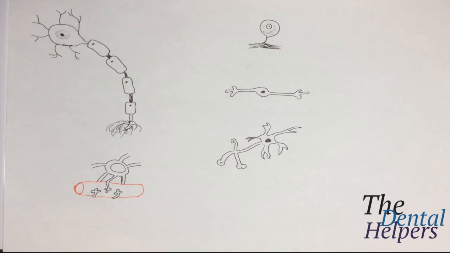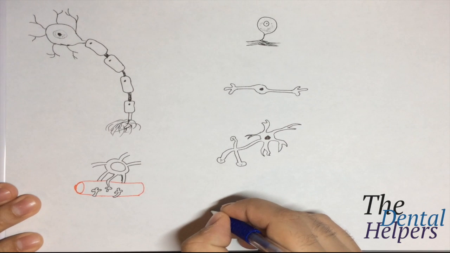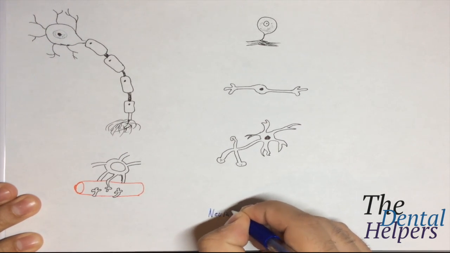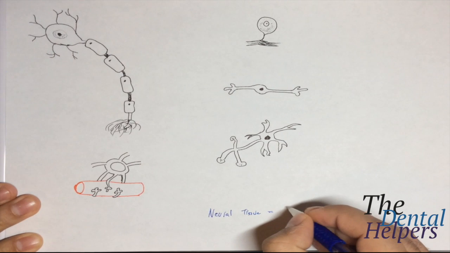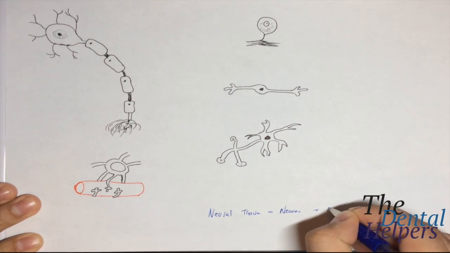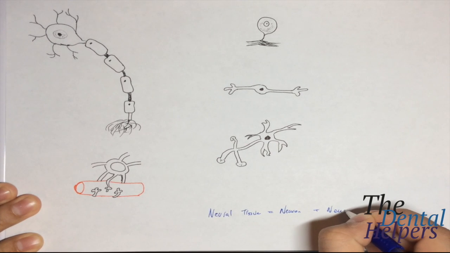Alrighty, so let's look into neurohistology and the different types of neuron cells. So let's first look at neural tissue. So neural tissue is comprised of two things: the neuron and the neuroglia.